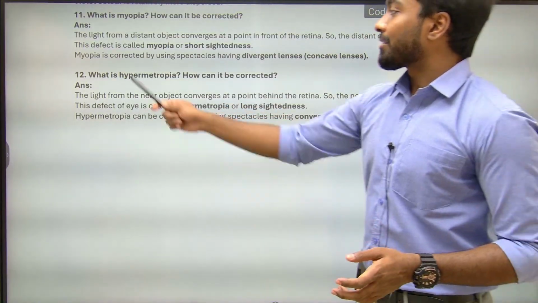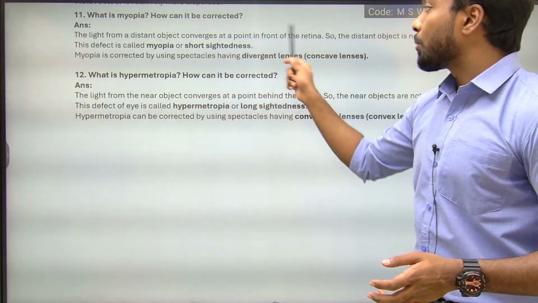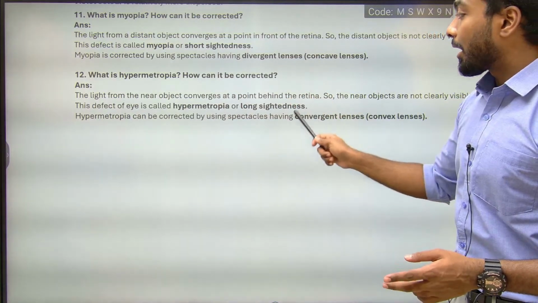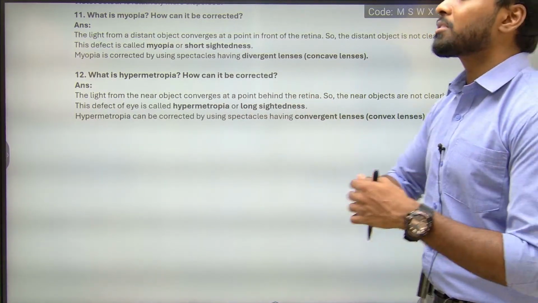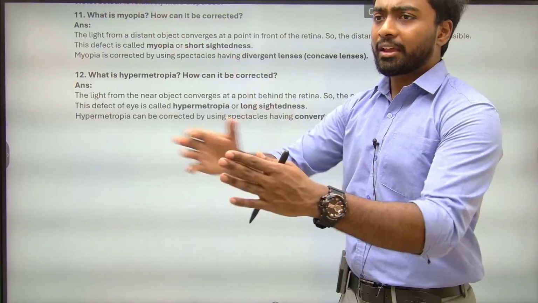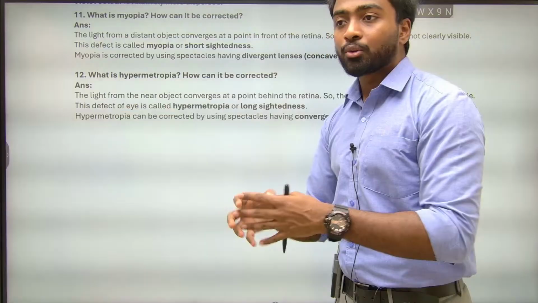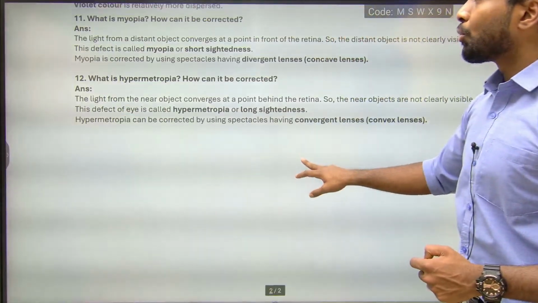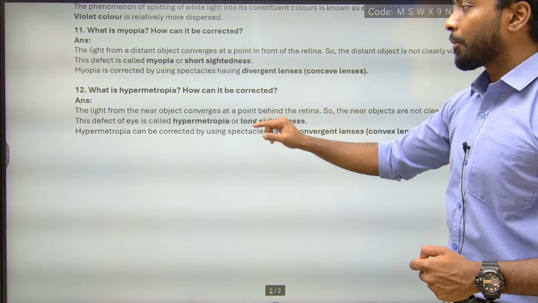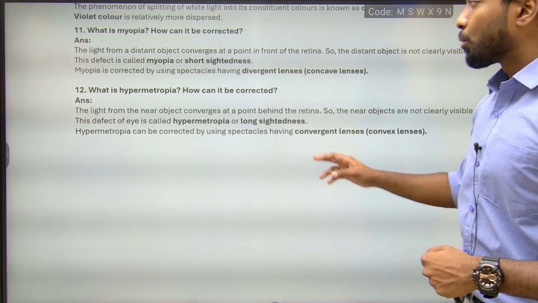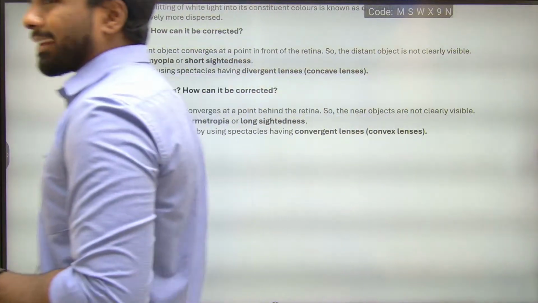So myopia is corrected by using spectacles having a divergent lens, and hypermetropia by a convergent lens. For the far thing I need to diverge the light, and to see the near thing I need to converge everything to one point. These are the two things, myopia and hypermetropia. You can take a note of this and we can end the class.